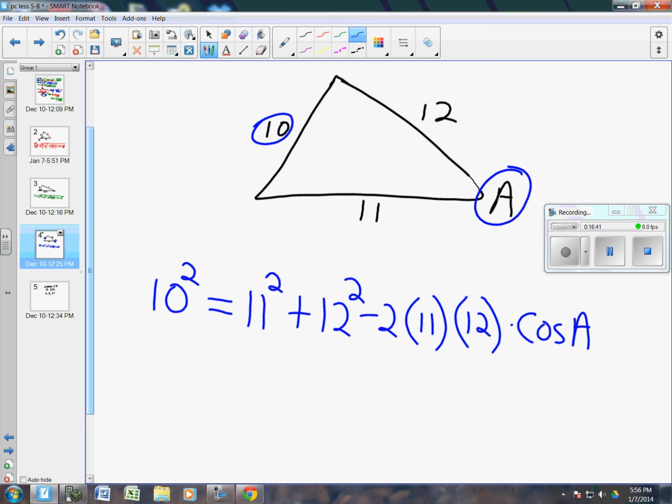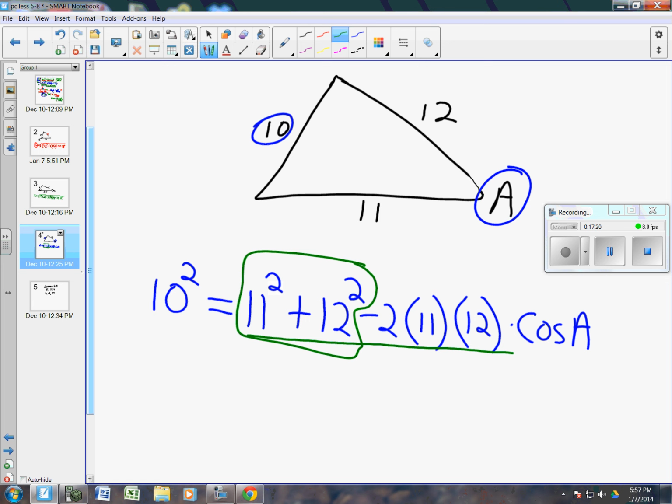Now, a common error is that sometimes students will go 11 squared plus 12 squared minus 2 times 11 times 12 and get one number right there and then divide both sides by it. But that's not following order of operations, because this 11 squared is being added to the 12 squared, and then from that you're subtracting the 2 times 11 times 12. You cannot subtract 2 times 11 times 12 from these numbers right here until you have multiplied by cosine of A, which we don't know what A is, so we can't do that yet.